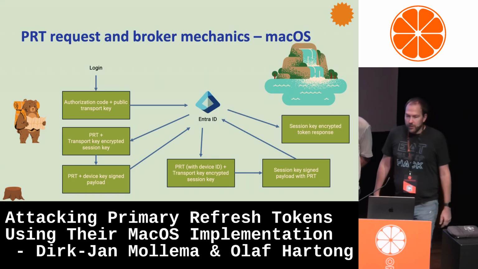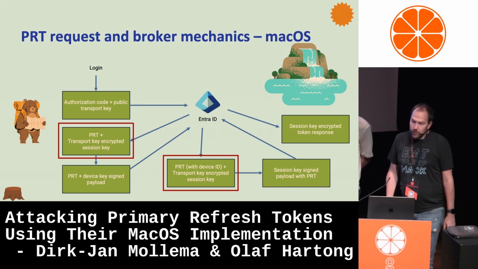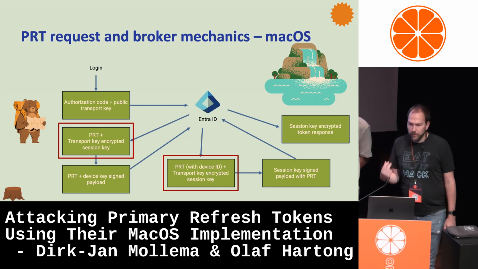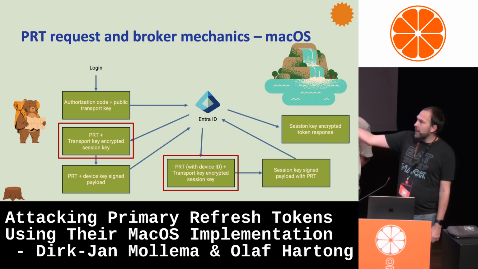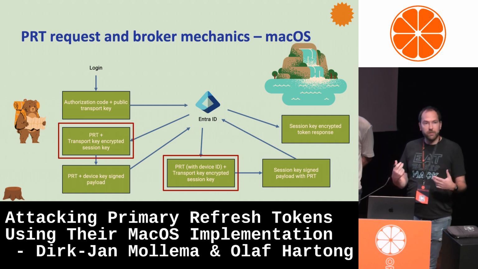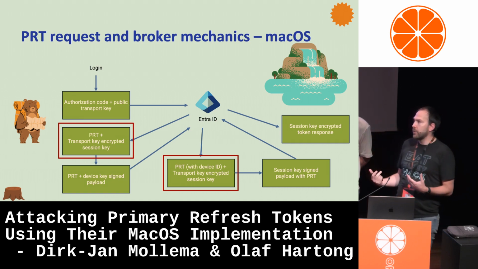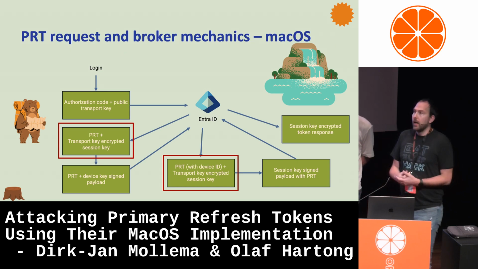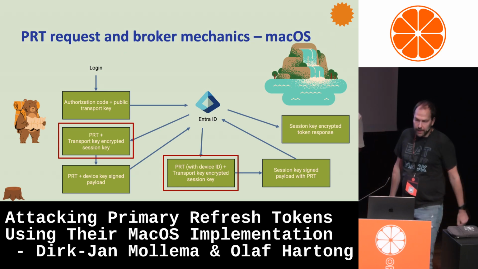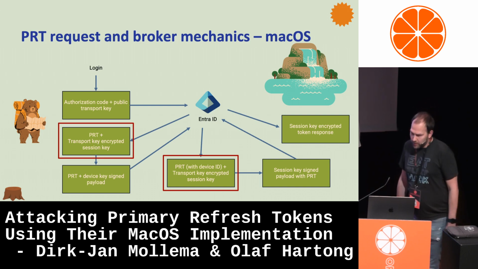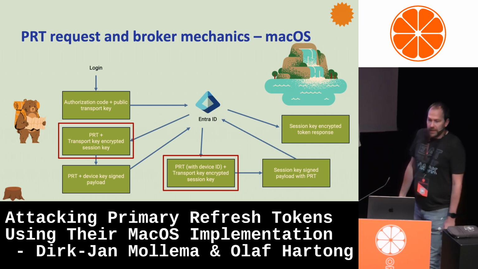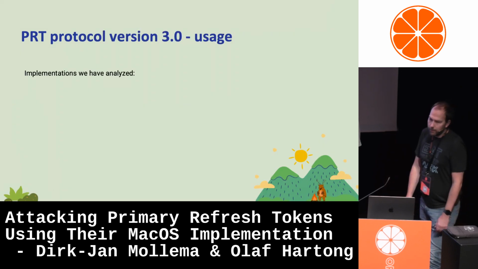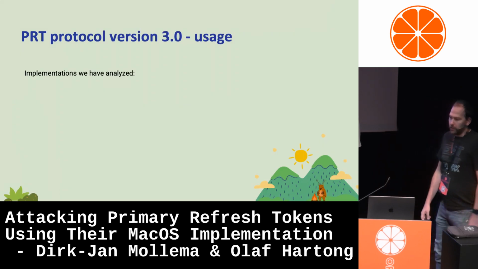So you see that there are essentially two different primary refresh tokens involved. There is this first primary refresh token that's not linked to a device because the device registration happens afterwards. And there's a second primary refresh token that is device bound, and that is linked to our macOS device specifically. And this is all possible with the PRT protocol version 3.